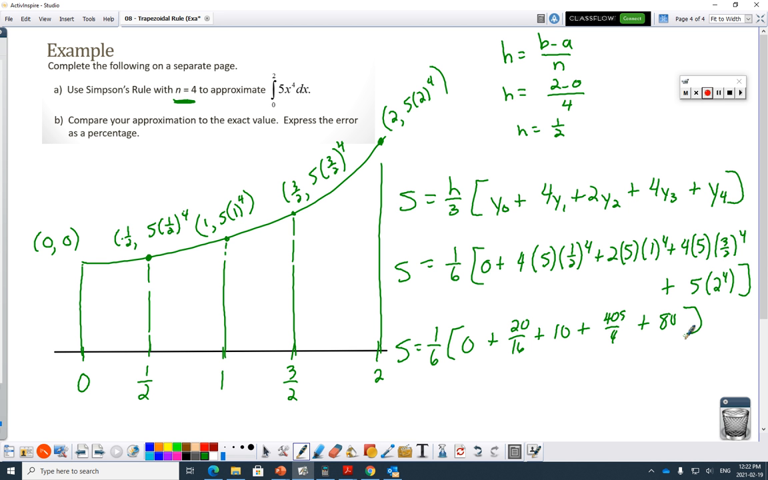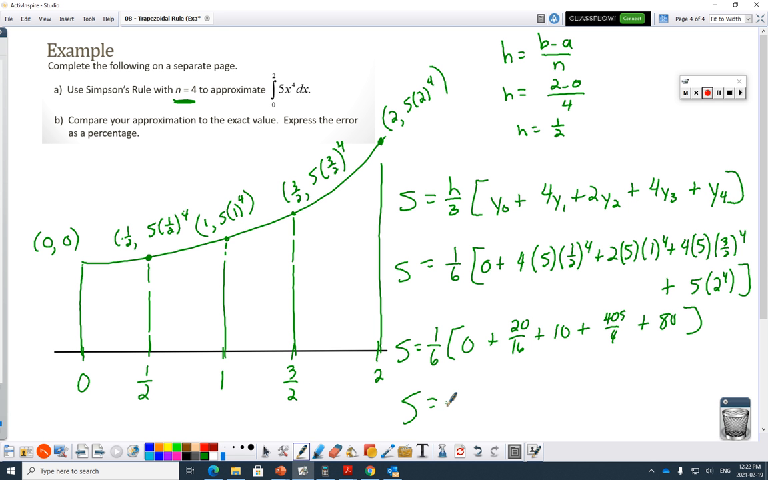Four times 5 times 1 half, exponent 4. How'd I do? 20 over 16? This one I don't need, yeah. Okay. 4 times 5 times 3 over 2, exponent 4. 405 over 4 plus 80. Oh, that's good. Anyways, I'll go the rest of the way.